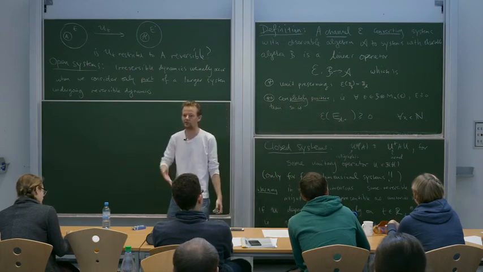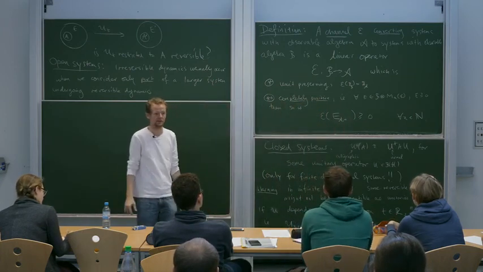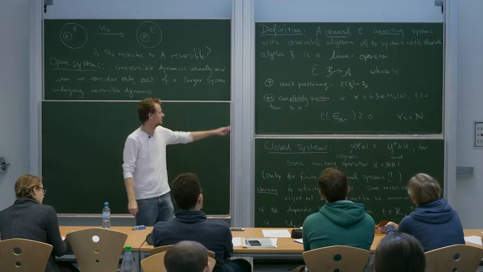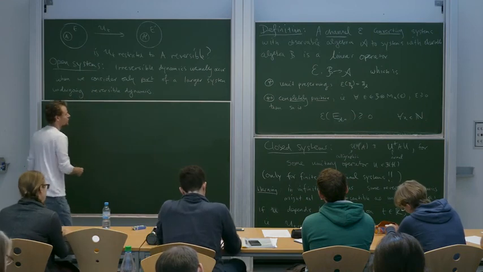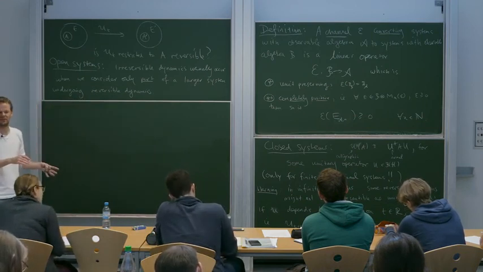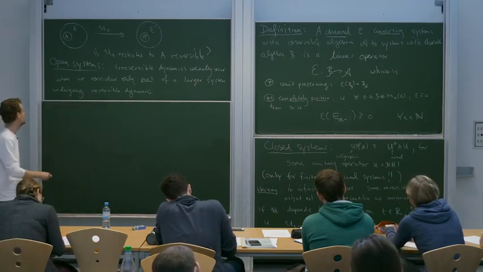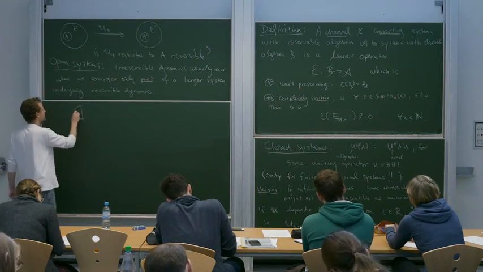Sorry, E doesn't act just on A. E acts on A and this auxiliary system. So I'm going to explain these two conditions here and where they come from. So firstly, why is E mapping B to A instead of what should be A to B? So let's just draw the picture.